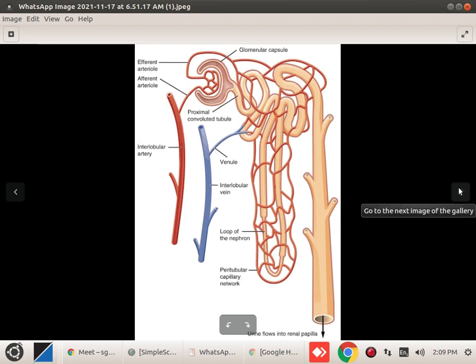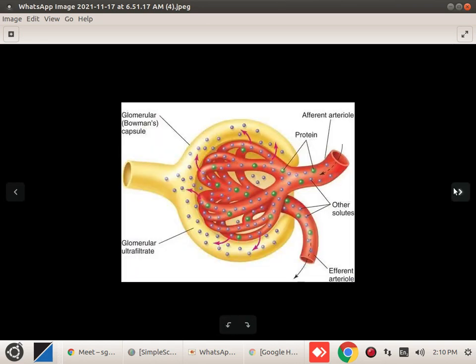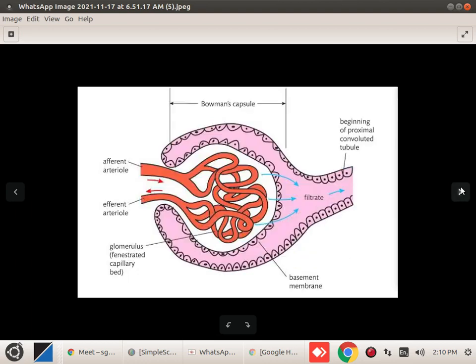Let me see if there is anything else left over here. Yes, this is the renal corpuscle. Which part? Glomerulus and the Bowman's capsule. I have given you another name for that, the Malpighian body. That is also correct, so this slide is also okay. This is glomerular ultrafiltration forming over here. This is also over.